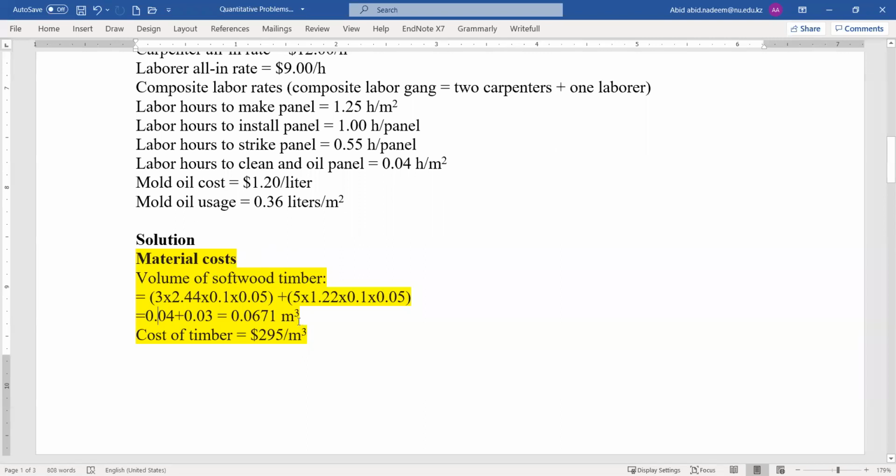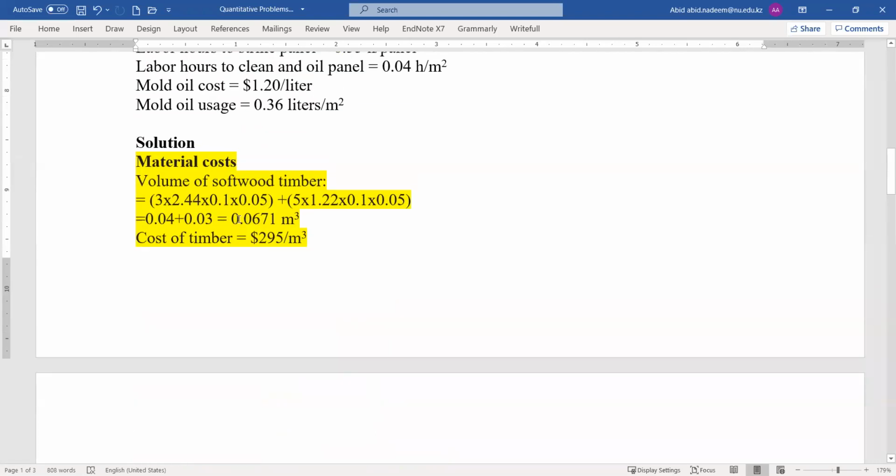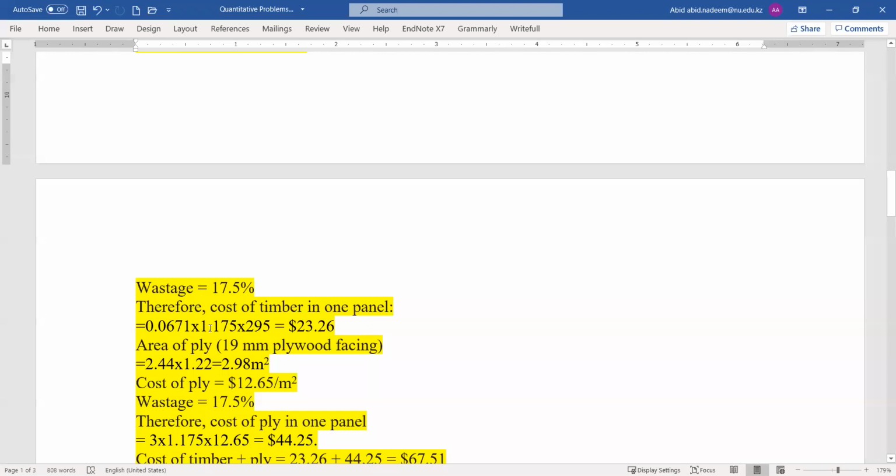Since we have calculated the cubic meter needed for this timber, we will multiply by its unit rate, which will be $295 per cubic meter. And then we will also add the wastage of 17.5%. So you take this quantity 0.0671 multiplied by the wastage factor, which will become 1.175, and multiplied by the unit cost of the material. So it will become like $23.26.